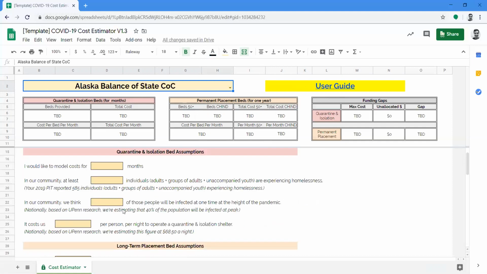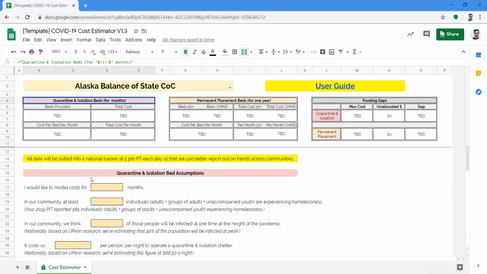All right, so first I'm going to show you how to model costs for quarantine and isolation beds. The first data point you'll need to enter is the number of months you'd like to model costs for. You might project, for example, that you will only need quarantine and isolation beds for 3 months' time. In that case, you'd enter 3 here. You can enter any number. You'll see that it immediately updates up top to indicate that you're modeling for 3 months.